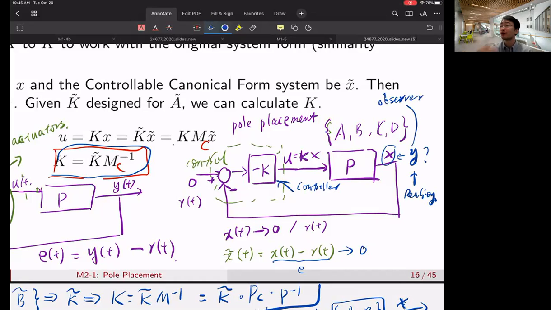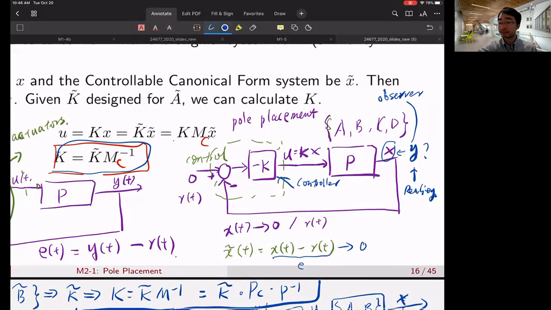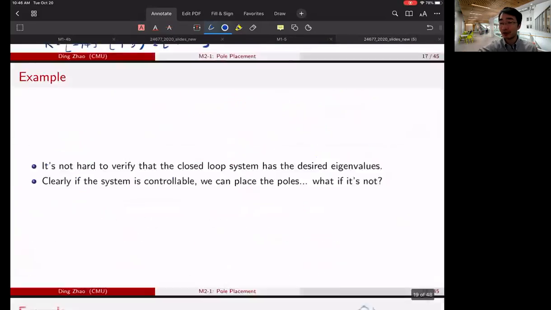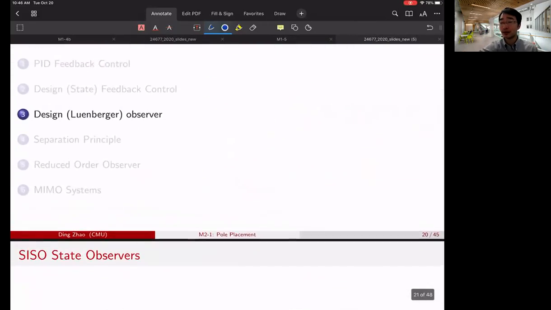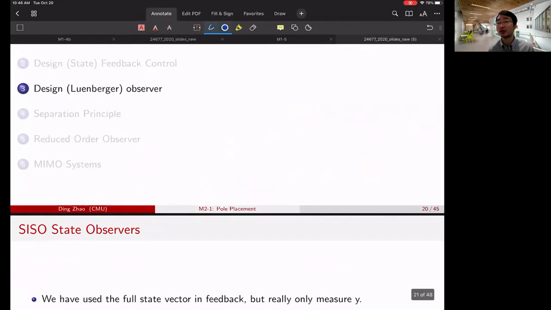You want to observe your state. Control, you want to control your state to a desired state. Observer, you want to observe your state. You observe y and infer your state. Okay, so let's see how we can design an observer. This kind of observer is also called the Luenberger observer. Luenberger is a Stanford graduate, very smart. I think he published a paper on this algorithm around the 1960s.